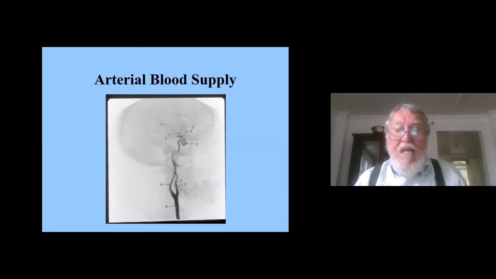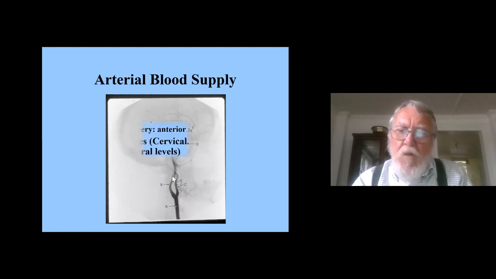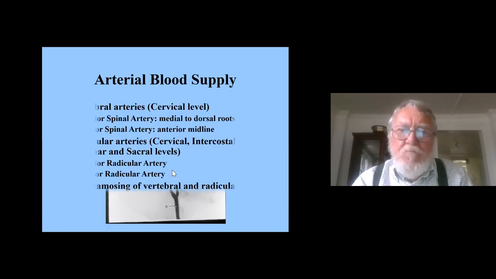So here we're looking at some good old fashioned way of looking at things, looking at an angiogram and looking at anterior blood supply. So one of the things that we're looking at with A down there is the aorta. And one of the major first splits coming off of the aorta is going to be the carotid artery. So B is showing you the carotid artery, okay?